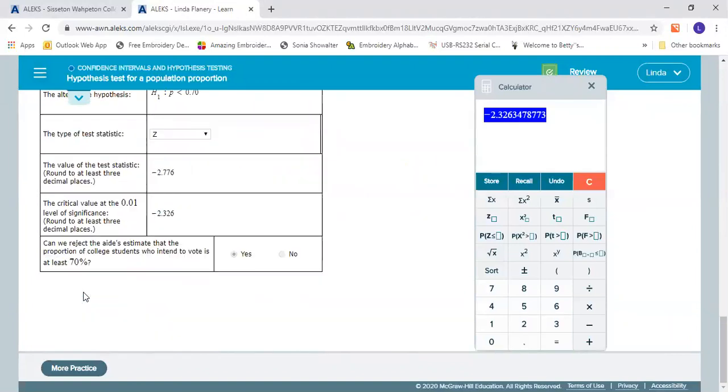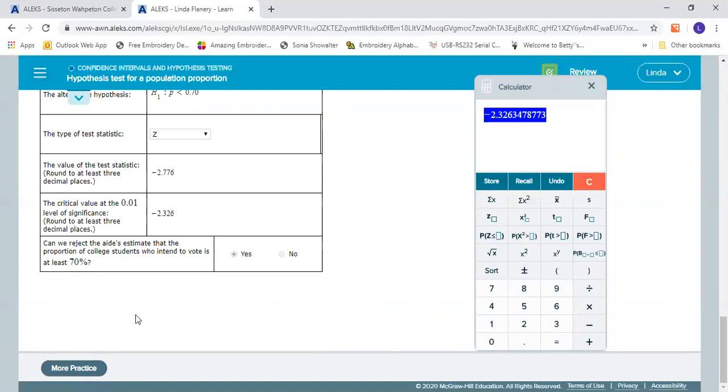So when we go down to the question, can we reject the claim that the estimate proportion who intended to vote is at least 70%? At least means it was greater than or equal to. We're saying it's less than. So can we reject the claim? Yes, we're going to reject the claim because we're saying it's less than. We're not saying it's greater than or equal to.